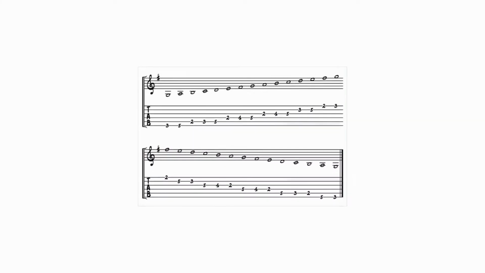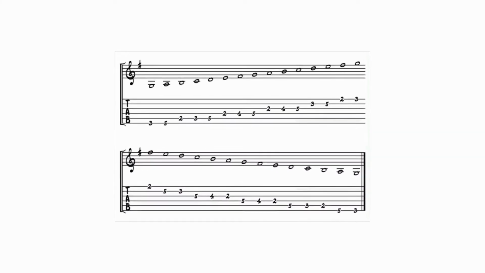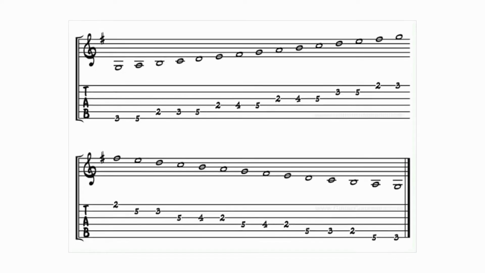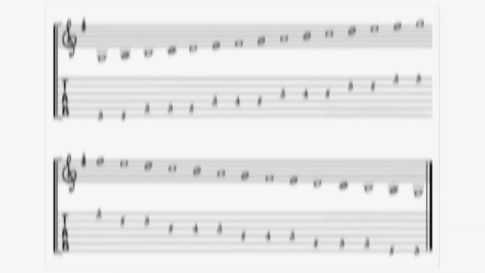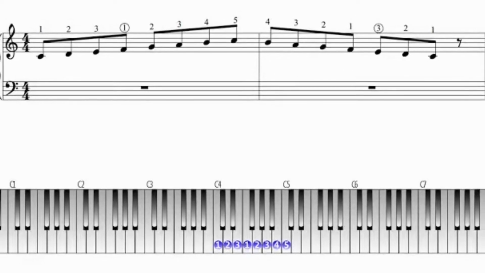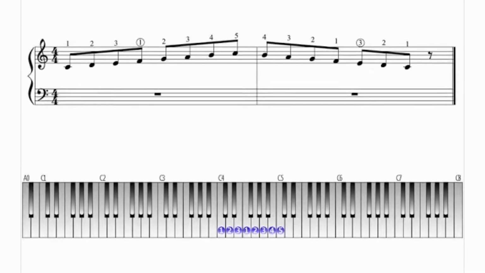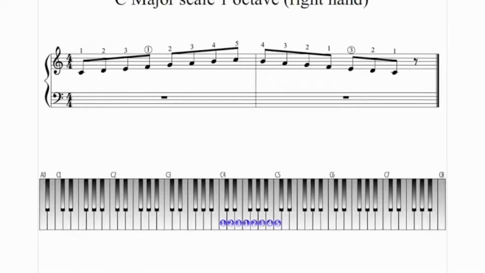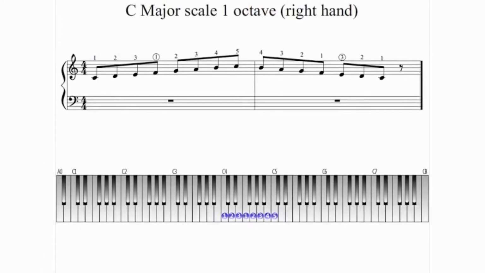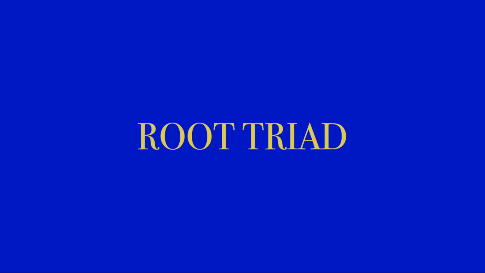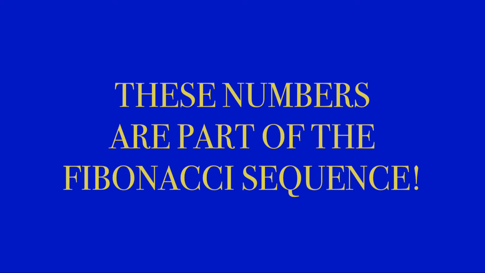An octave is the interval between a note and the next instance of that same note name on the piano. It spans 13 notes. An example of this would be an octave starting on C, which has C, C sharp, D, D sharp, E, F, F sharp, G, G sharp, A sharp, B, and C. In the key of C, the notes C, E, and G are called the root triad. These are the basic chords of the key and are 1, 3, and 5 respectively on the scale.